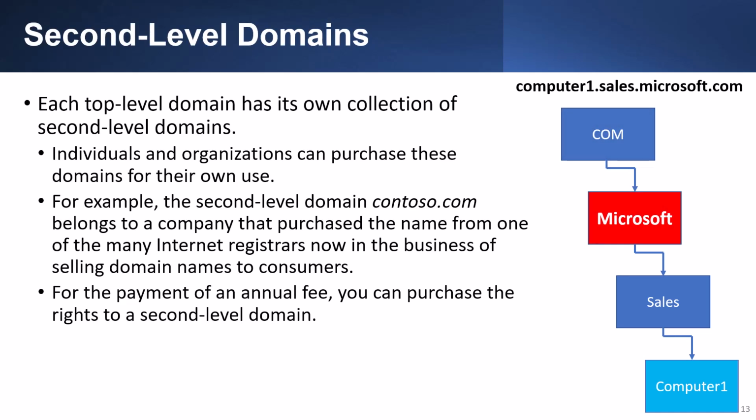Each top-level domain has its own collection of second-level domains. Individuals and organizations can purchase these domains for their own use. For example, the second-level domain contoso.com belongs to a company that purchased the name from one of the many internet registrars now in the business of selling domain names to consumers. For the payment of an annual fee, you can purchase the rights to a second-level domain.